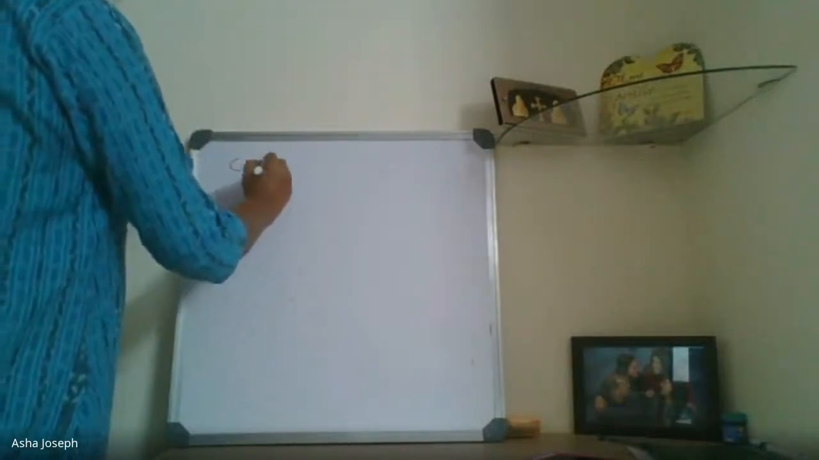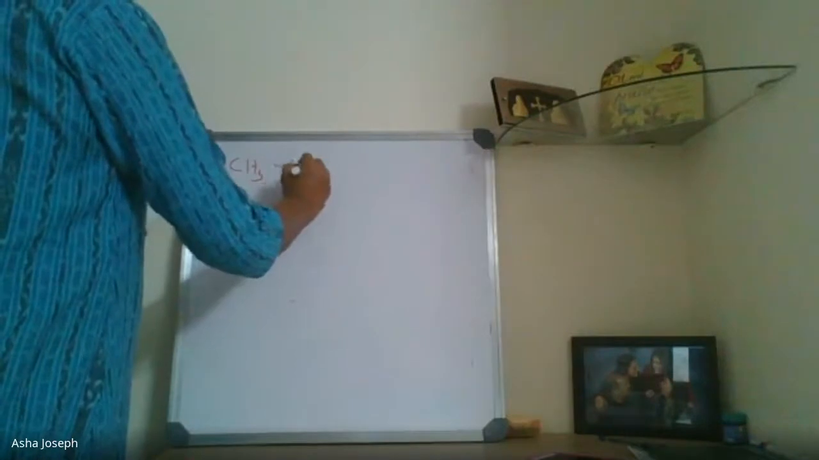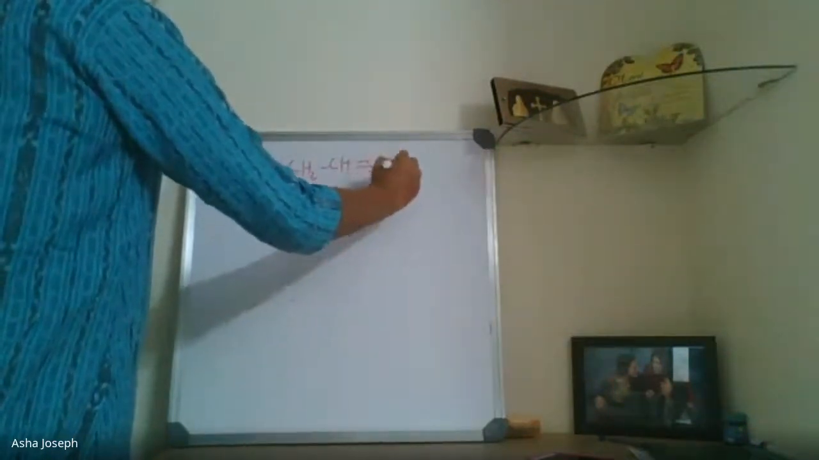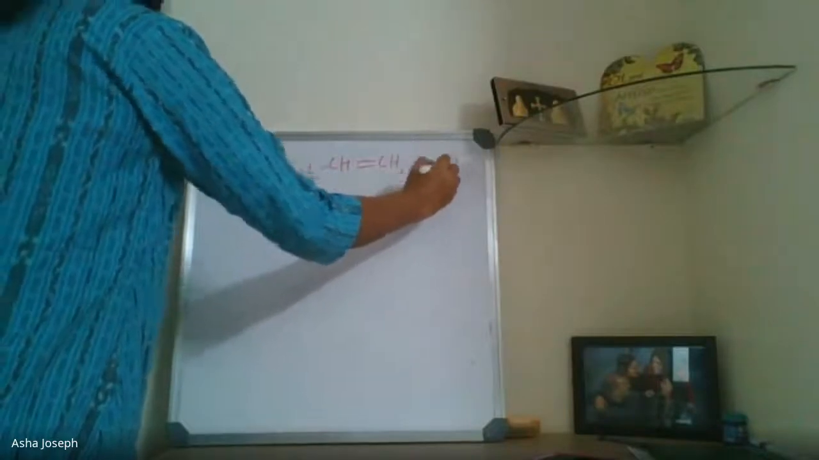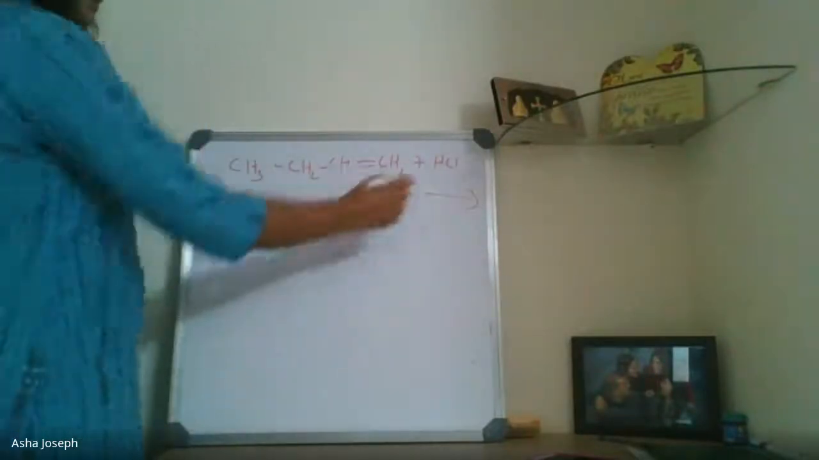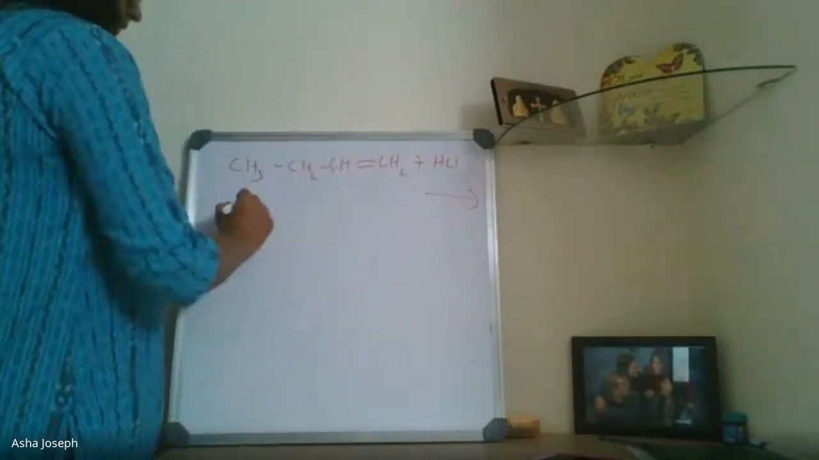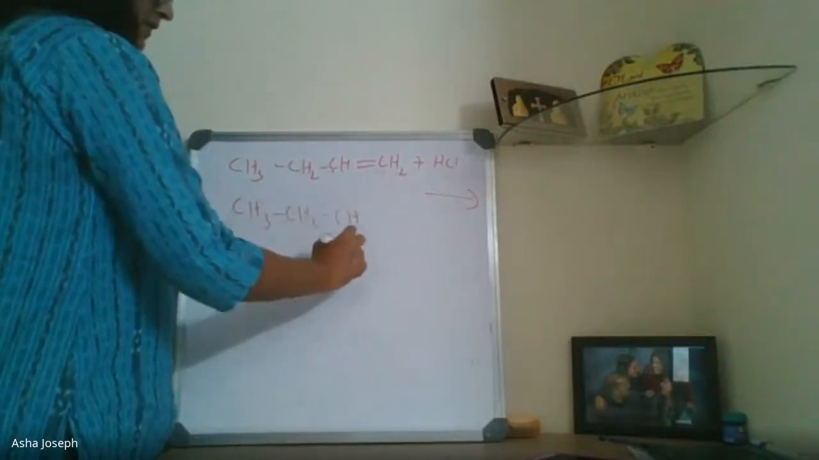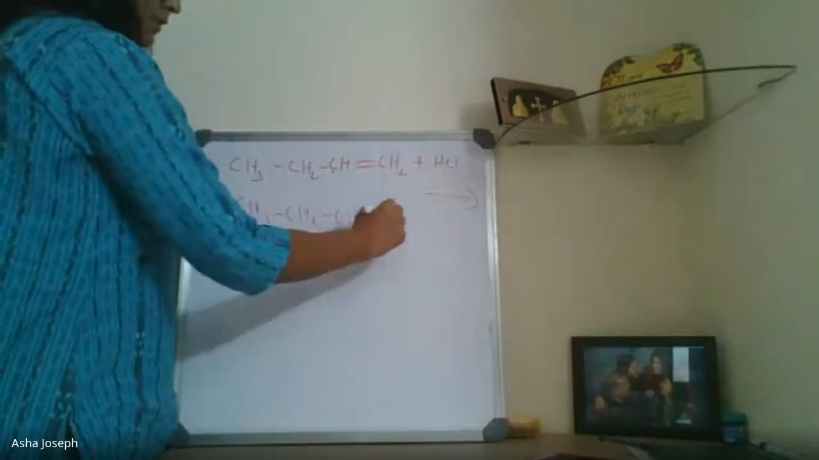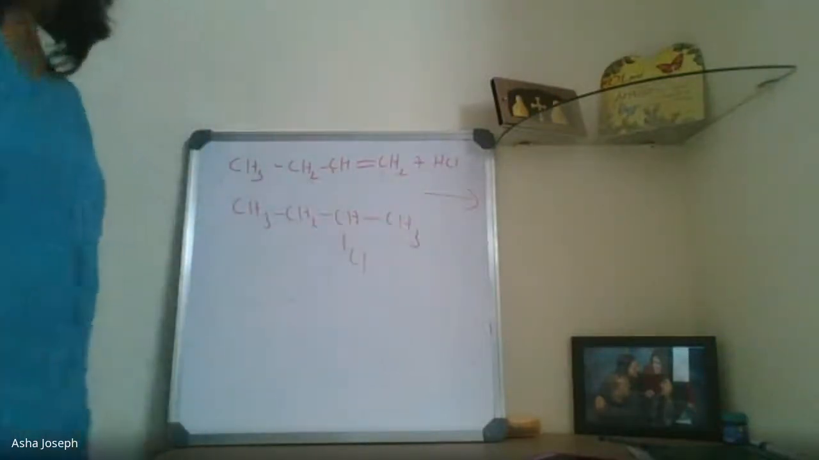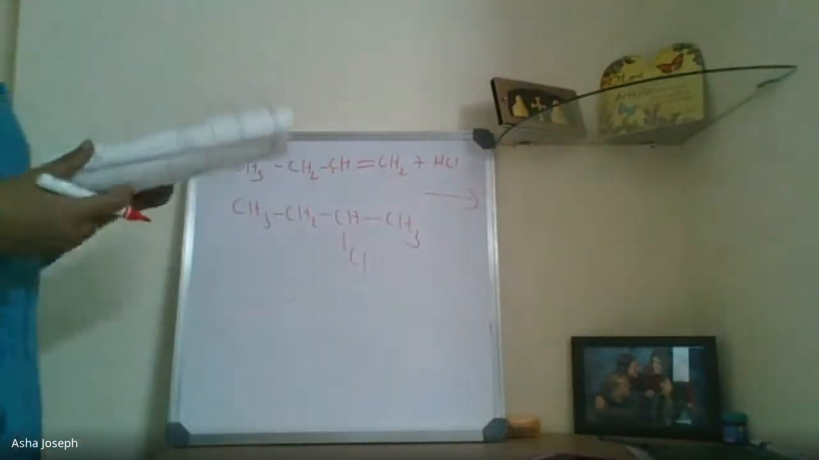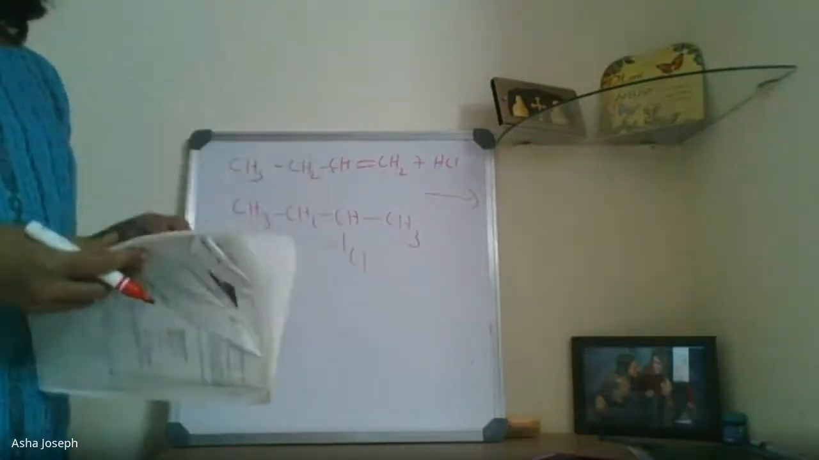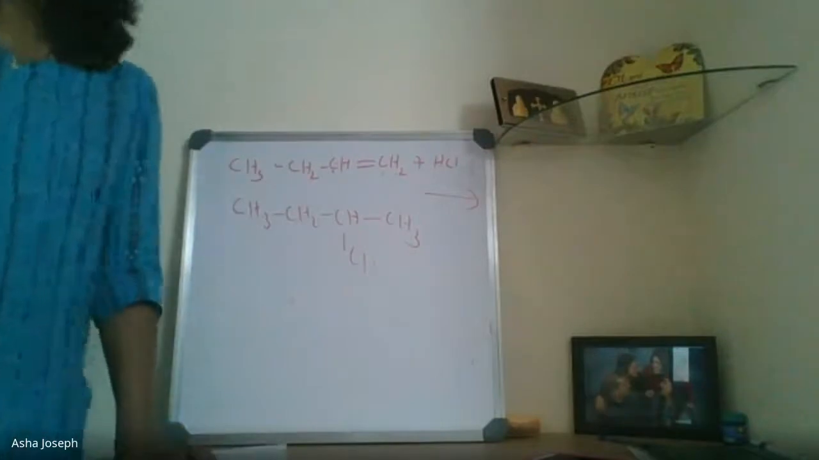CH3, CH2, CH double bond, CH2 plus HCl. So Markovnikov: Cl will come here, H will come there. So CH3, CH2, CHCl, CH3. No peroxide, so Markovnikov's. Isn't it? Is that okay?